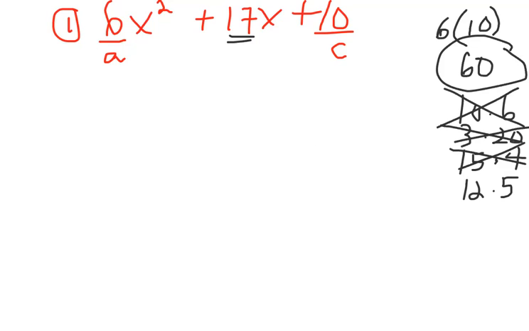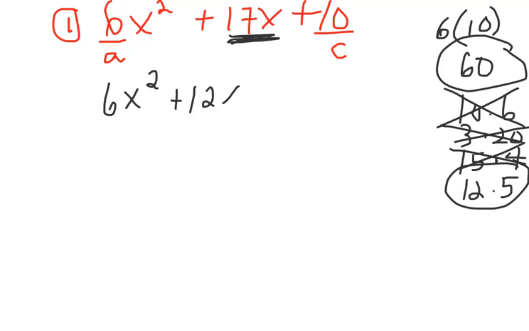So now we're going to go back to the polynomial and rewrite it by splitting up the middle term so that it becomes 2 terms. Here, the 17x, we know the 2 factors that work are 12 and 5. So we're going to take the 17x and split it up into 12x plus 5x. That's still 17, by the way. And so now we have a 4-term polynomial.